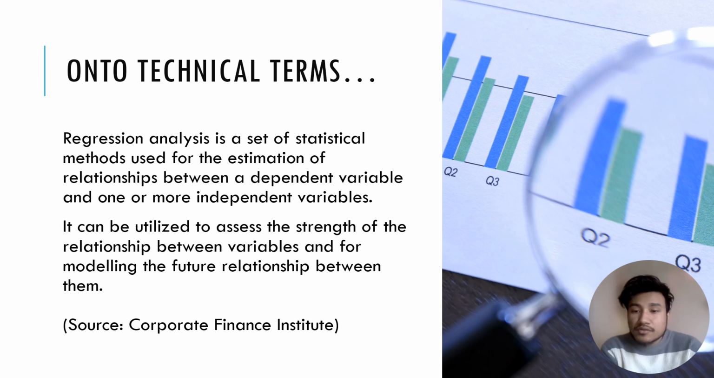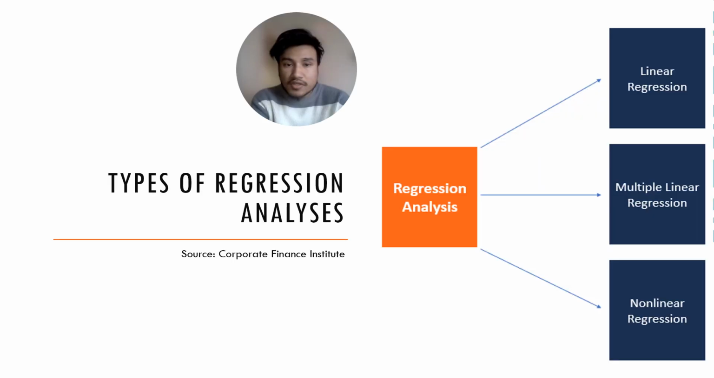Going deeper into the technical term, regression analysis is a set of statistical methods used for the estimation of relationships between a dependent variable and one or more independent variables. It can be utilized to assess the extent of the relationship between variables and for modeling the future relationship between them. There are three types of regression analysis. First is linear regression, second is multiple linear regression, and the last one is non-linear regression.